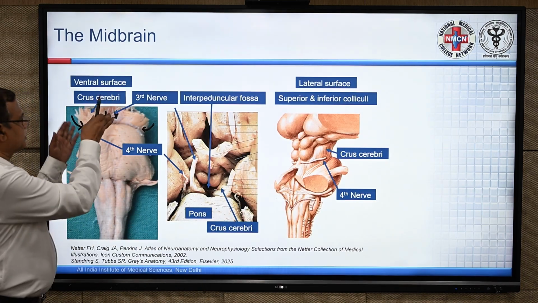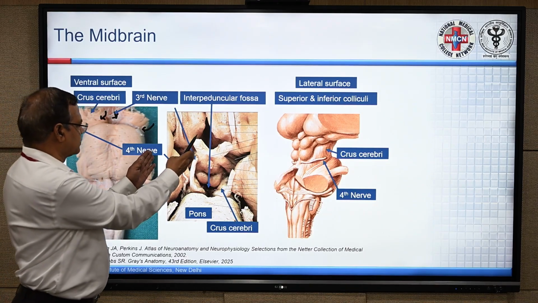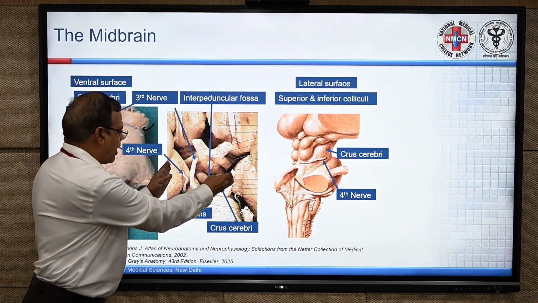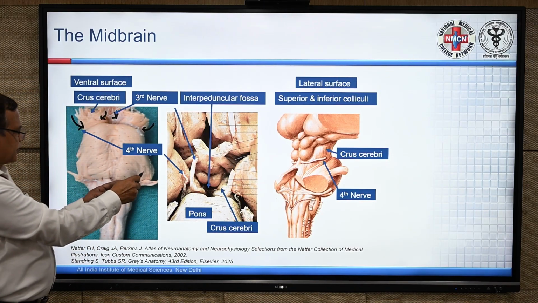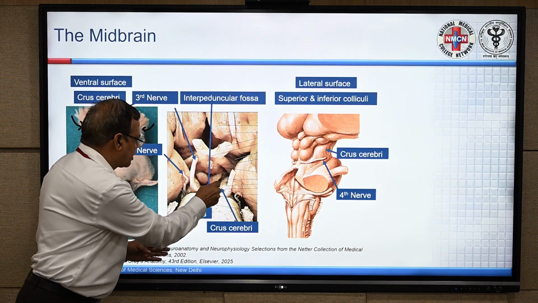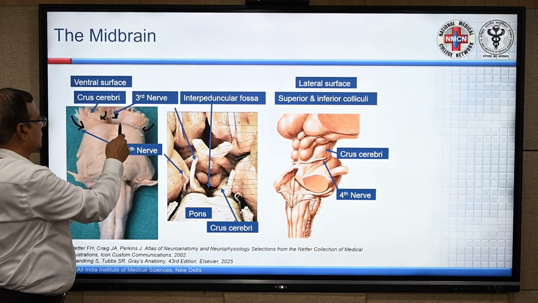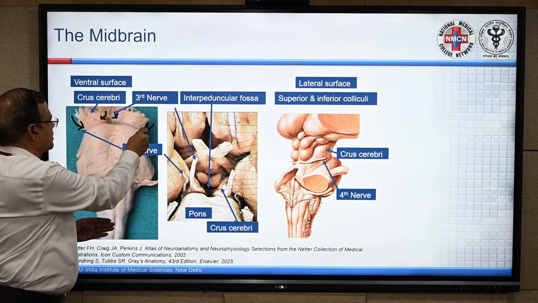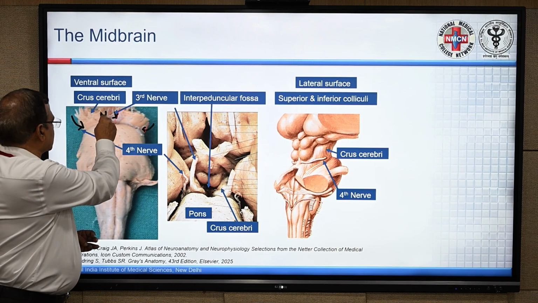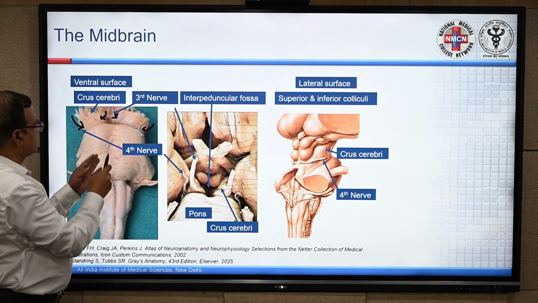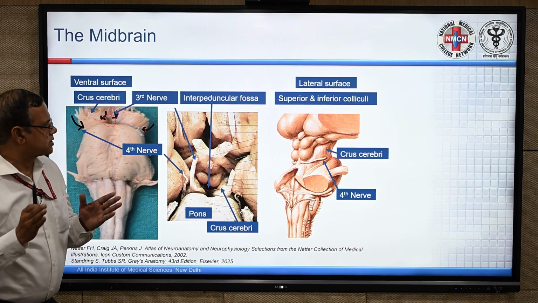The midbrain. This is the ventral surface of the midbrain. Already we have mentioned the ventral surface of the midbrain is covered by the temporal lobe. So what you can see is some part of the crus cerebri. This is the crus cerebri. The whole brain has been taken out, and these are the medial part and the lateral part of the crus cerebri. One nerve is coming between the two crus cerebri, and this area is called the anterior perforated substance.